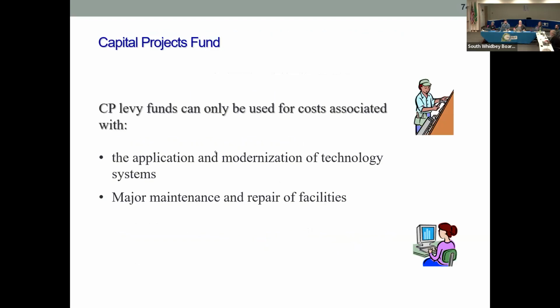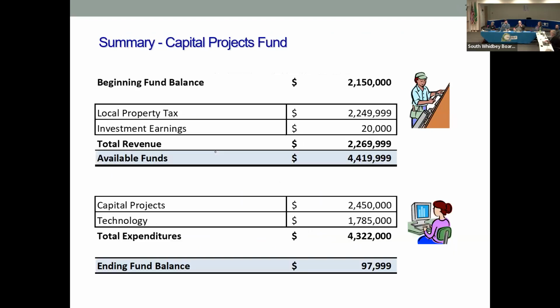Other funds, capital projects. Okay, so it can only be used for technology and for the repair of buildings. I can't hire a teacher to work in a classroom with these dollars. Looking at revenue from property taxes of about $2,249,999, $20,000 for investment earnings, which is much higher than previous years, because right now interest rates on investments are much better than they have been.